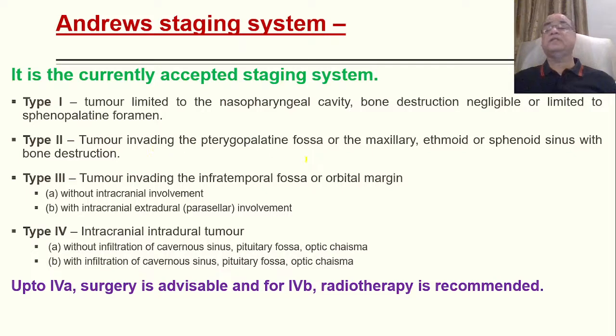Type 2 is when the tumor is invading the pterygopalatine fossa or the maxillary, ethmoid or sphenoid sinus with bone destruction. Type 3 is when the tumor is invading the infratemporal fossa or orbital margin. Type 3A is without intracranial involvement, and type 3B is with intracranial but still extradural involvement. And type 4A is intracranial intradural tumor without infiltration of the cavernous sinus, pituitary fossa and optic chiasma. And type 4B is when there is intracranial intradural tumor with infiltration of the cavernous sinus, pituitary fossa and optic chiasma.